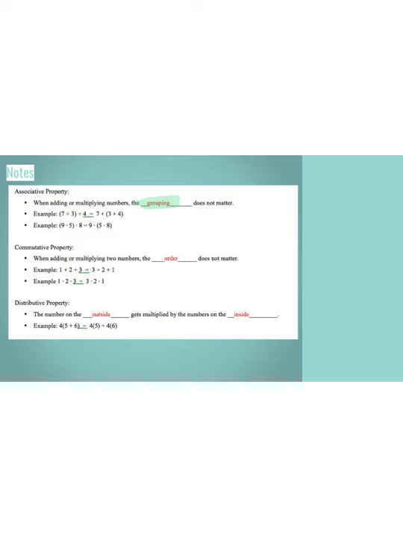So there's a couple examples down below, and you'll see how on the left-hand side of the equation, the 7 and the 3 are associating together. And on the right-hand side of the equation, the 3 and the 4 are associating together. But when you add all those numbers up together, it doesn't matter which ones are associating, you're going to get to the same answer. The multiplication example down below that, you see the 9 and the 5 are associating together on the left-hand side of the equation, and then the 5 and the 8 are associating together on the right-hand side of the equation. But again, the grouping does not matter.